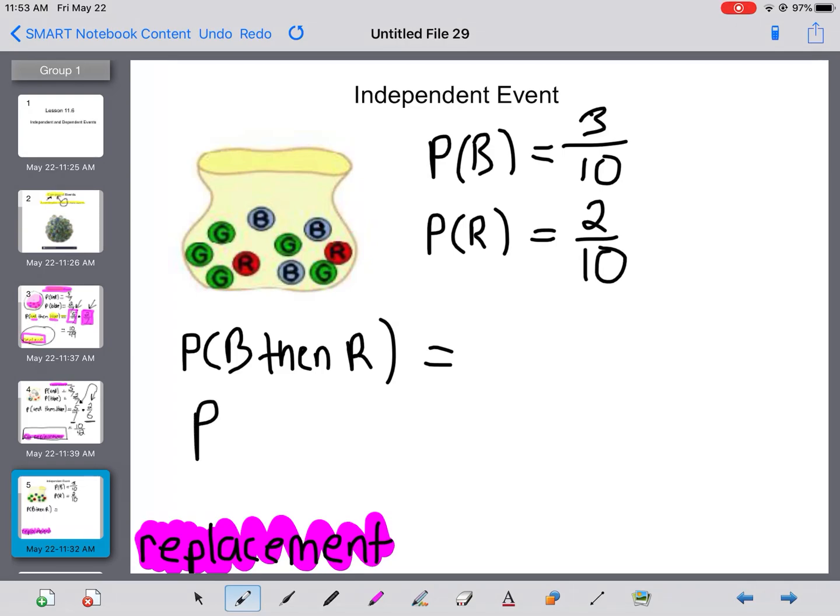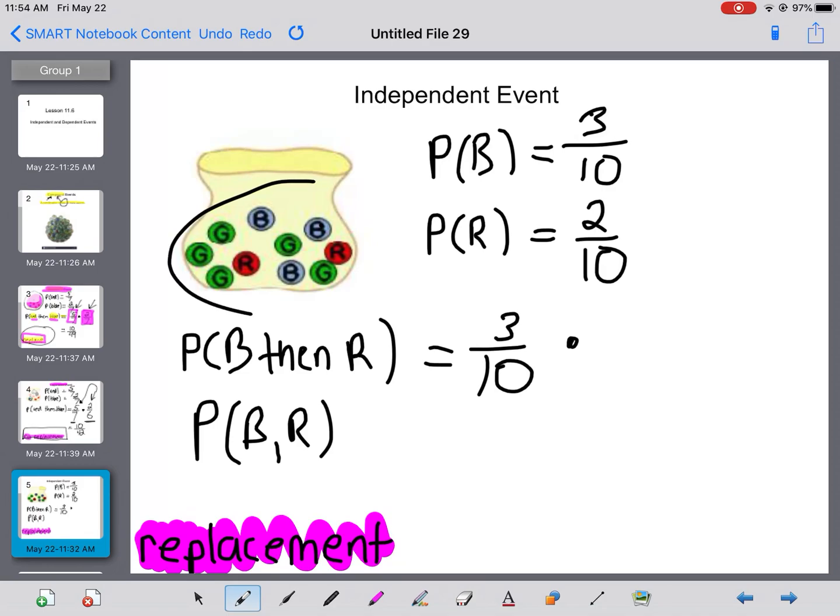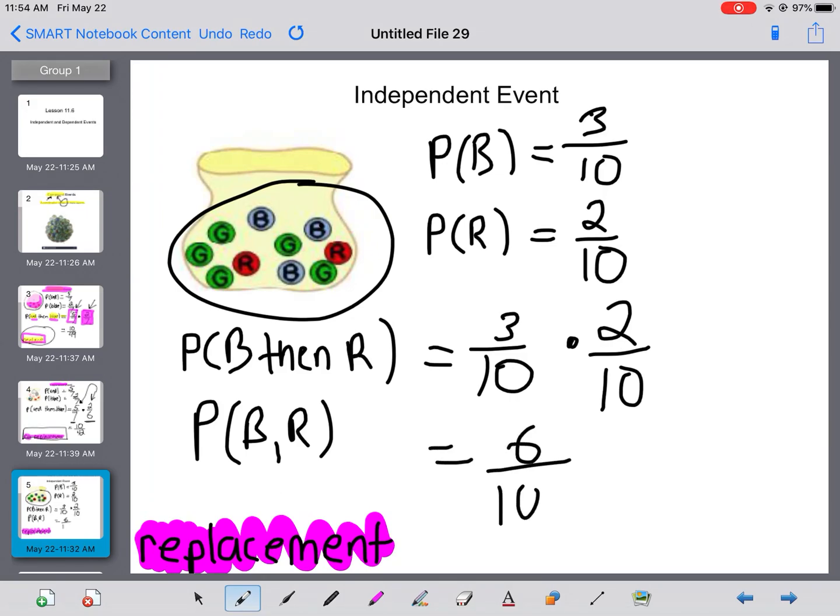So I can go, well, the probability of a blue and then a red, sometimes it's just written like this, blue, red, okay, is, well, I have 3 out of 10 chances of pulling out a blue. I put the marble back in because it's independent. So when I want to pull out a red, I haven't actually changed the probability of getting a red from before. So I get 3/10 times 2/10, and I get 6 out of 100. So you can actually see the chances of me getting a blue and then a red are pretty slim.